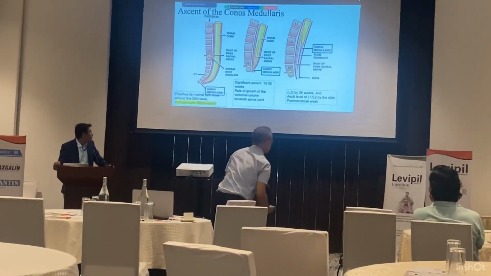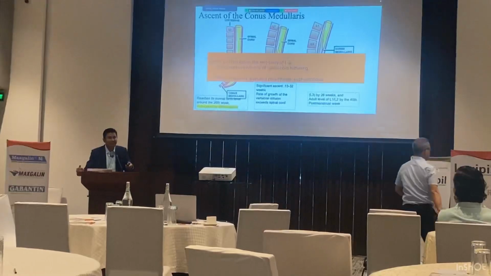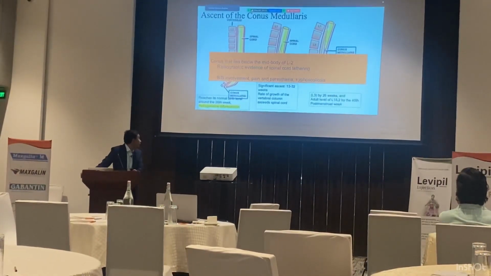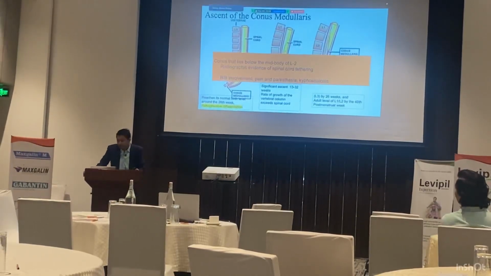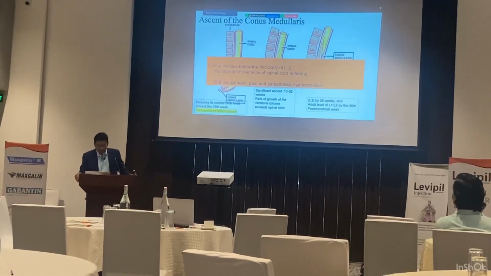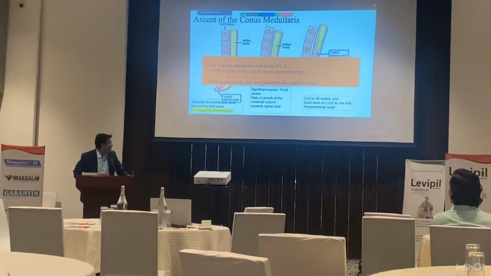So next, we all know that the rate of growth of the vertebral column will exceed that of the spinal cord, so the conus medullaris has to ascend. If there is a failure of the ascent and the conus lies below the L2 level, then it is known as the tethered cord. The patient presents with findings like bowel and bladder involvement and paresthesia.